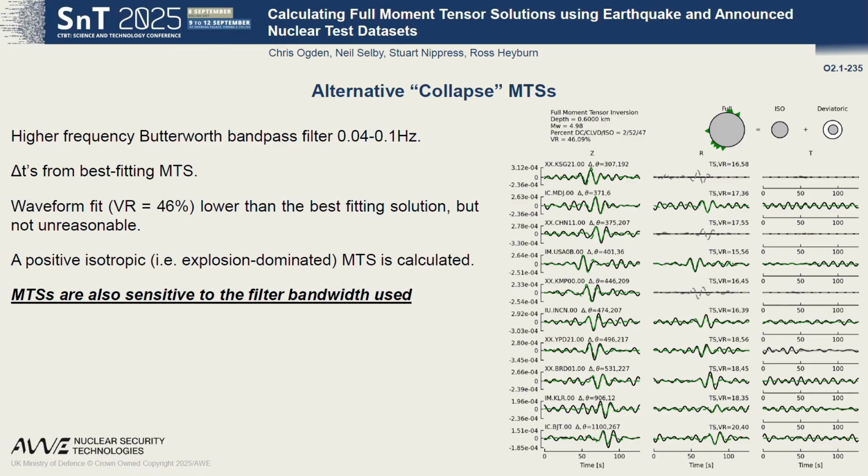And then what we also try is going back to the original best-fitting time shifts, but changing the filter frequency to much higher frequencies. And now you can see that we've produced what looks like a positive isotropic moment tensor. So just changing the filter band has completely switched the solution. These methods are really sensitive to frequency and to time shifts. And what's slightly concerning, I guess, is that if you didn't know the answer you were looking for, you could probably produce quite a range of different solutions. So it's something to think about.